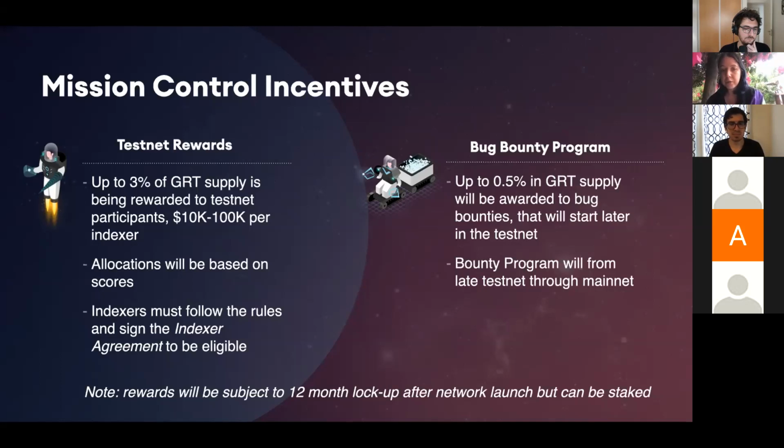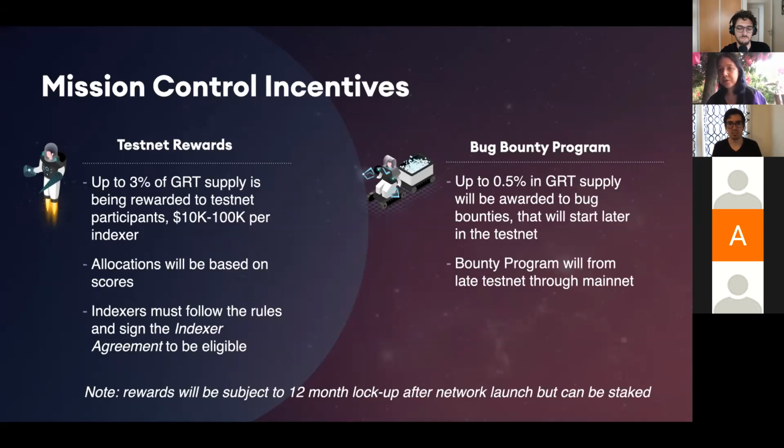And just a note on the reward, we will be doing a 12-month lockup. This doesn't mean that you can't stake. You can stake as an indexer 12 months after network launch, and your rewards will be unlocked as well. But this is how we are hoping that we can create a very bootstrapped and robust system after network launch.